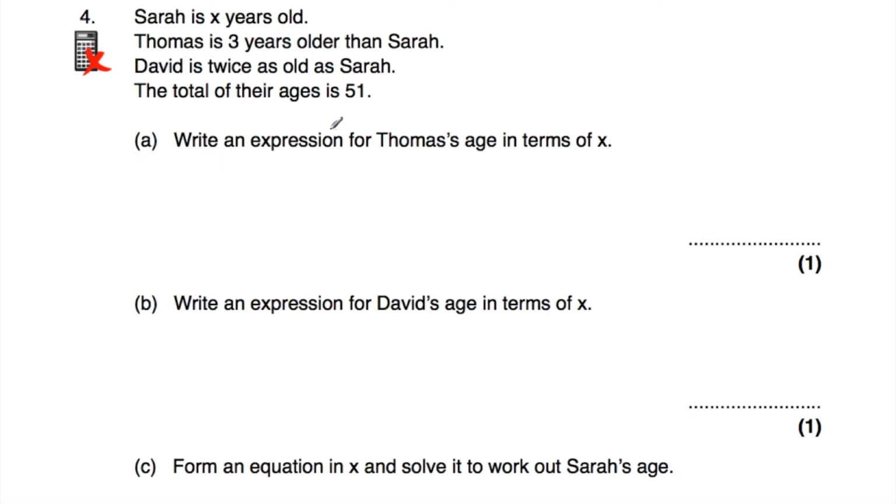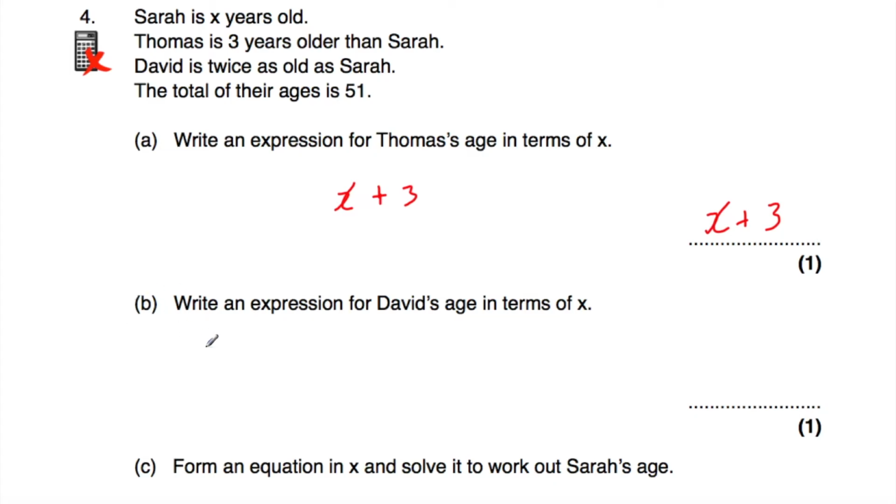So you want to write an expression for Thomas's age. Now Thomas is 3 years older than Sarah, and Sarah was x years old. So if we want to find out how old he is, we're going to have to add 3 onto Sarah's age. So for instance, if Sarah was 10, he'd be 13. If Sarah was 20, he'd be 23. If Sarah was 101, he'd be 104. So whatever age Sarah is, we'd add 3 to get Thomas's age. Now her age is x, so we need to add 3. So the expression for Thomas's age in terms of x would be x plus 3.